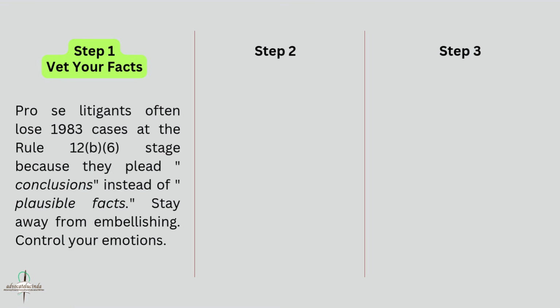Pro se litigants often lose 1983 cases at the Rule 12(b)(6) or motion to dismiss stage because they plead conclusions instead of plausible facts. Listen, the court doesn't want to know how you feel. The court doesn't want to know what you think about the defendant. The court wants to hear the facts and nothing but the facts. Stay away from embellishing. Control your emotions, okay?